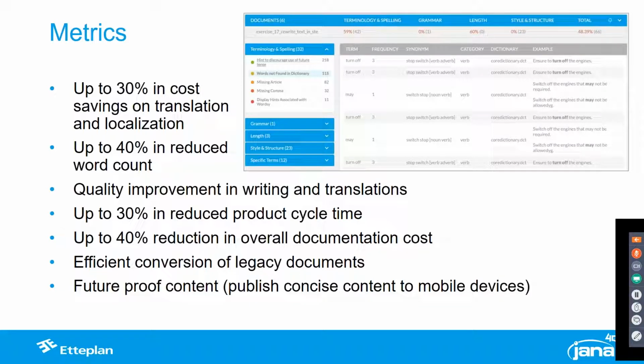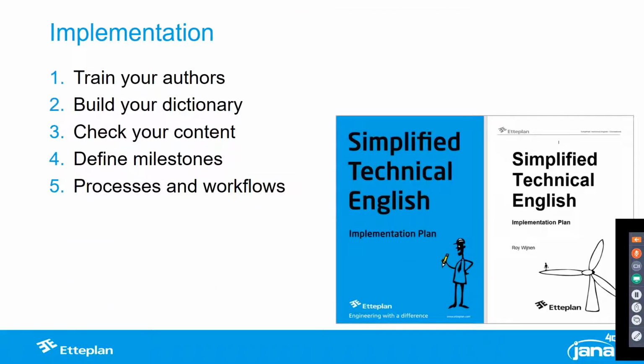Quality improvements, 30% reduction in product cycle time, because in the end you'll be able to stick with the need to know and not so much with the nice to know. That can help you save cost and time in authoring, and then a few of the others that you can see right there. But to briefly get back to what an implementation entails, because it's actually not just about buying a simplified English checker or a simplified English tool. These are the 5 steps that, and again, we've been doing this for close to 20 years, and we have trained close to 3,000 authors. We feel that that needs to happen.